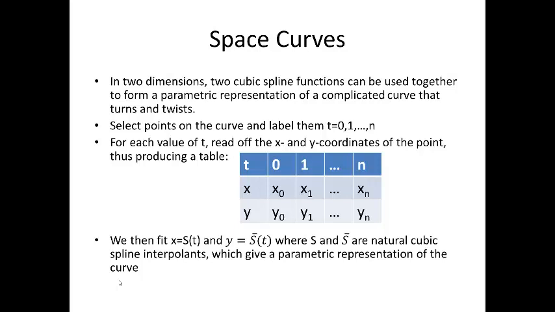For each t, read off the x and y coordinates of the point, producing a table. We then fit x equal to s(t) and y equal to s-bar(t), where s and s-bar are natural cubic spline interpolants, which gives a parametric representation of the curve.